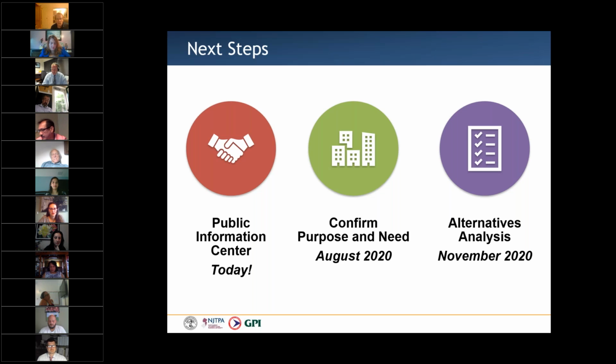With the completion of our public information center today, our next steps for this concept development study include confirming the project's purpose and need based on the input we have received to date from the local officials, stakeholders, and the public, along with our inventory, assessment, and analysis of the existing conditions. We will then develop alternatives to address the project's purpose and need. The alternatives analysis should be completed sometime in November. With the alternatives in hand, we will then hold our second set of meetings with local officials, stakeholders, and the public.